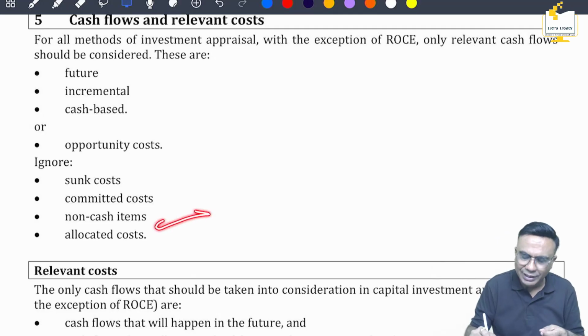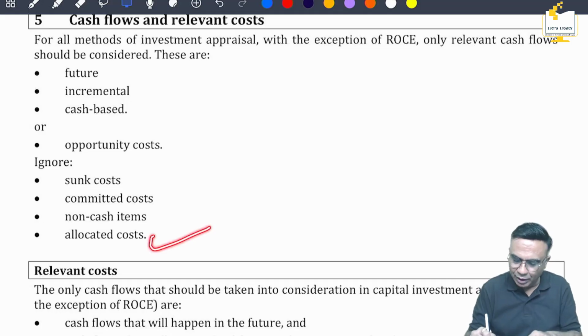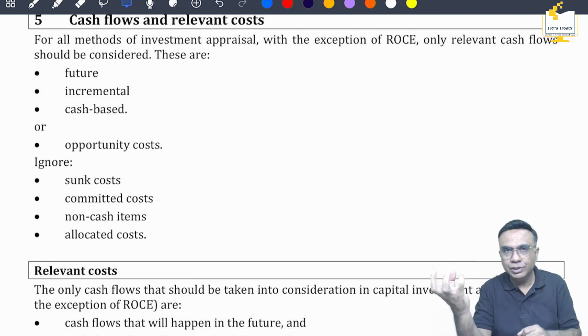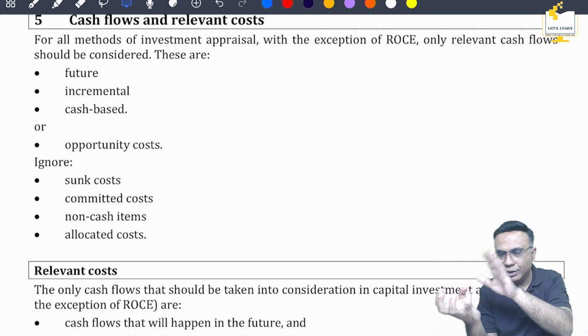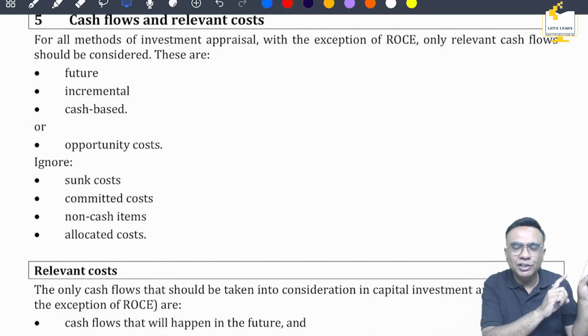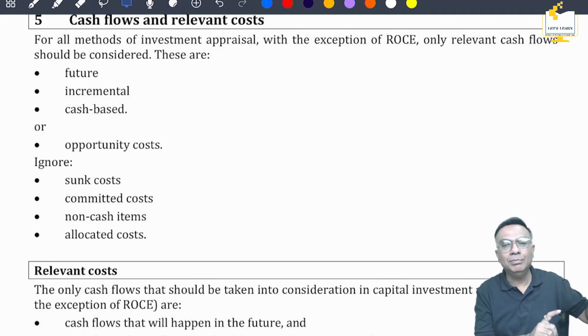Okay. Non-cash item, obviously depreciation ignore because there is no cash flow. Allocated cost, some fixed overhead. For example, say a factory rent. If you start with this new project, okay, the factory rent will be allocated to this project. Don't start with this project, still the rent figure is going to be same. Remember, factory has a rent of say per annum $50,000, right?